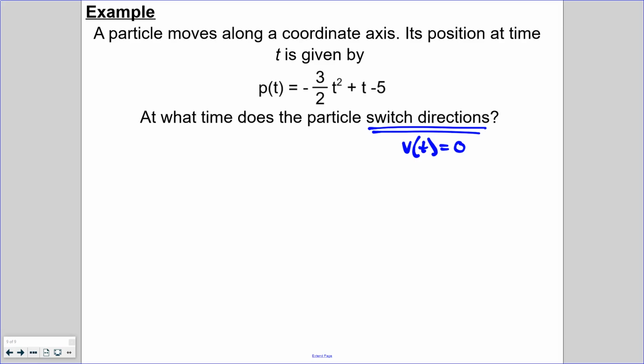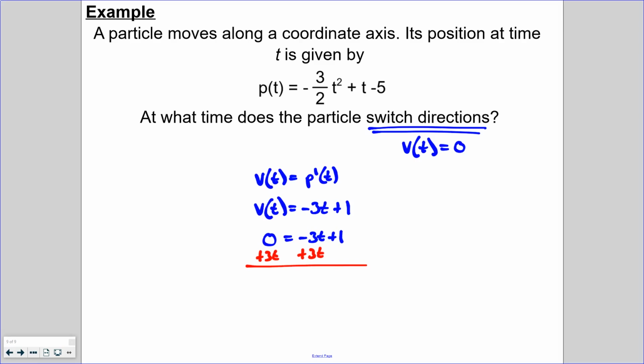So, we know the velocity function is equal to the derivative of the position function. So v of t is going to be, let's see, we will use the power rule, and we're going to end up with negative 3t plus 1. And we say we need to set the velocity equal to 0, so negative 3t plus 1 equals 0. Then we want to get the t by itself, so I'm going to add 3t to both sides. That's going to give me 3t is equal to 1. Then we can divide both sides by 3 to find out that our particle is switching directions at t equals 1/3.